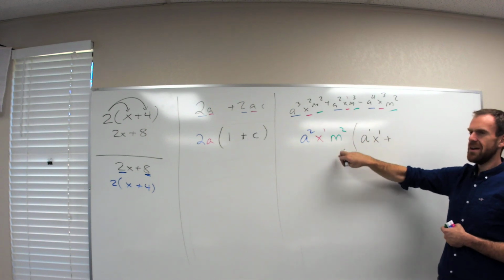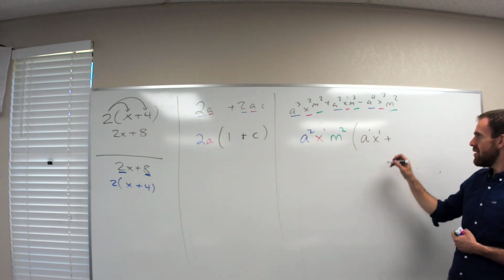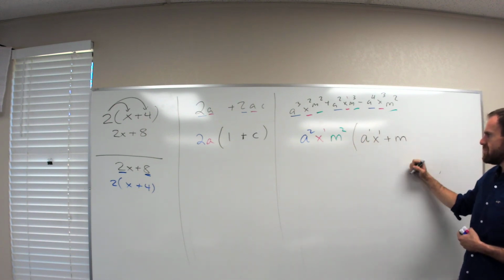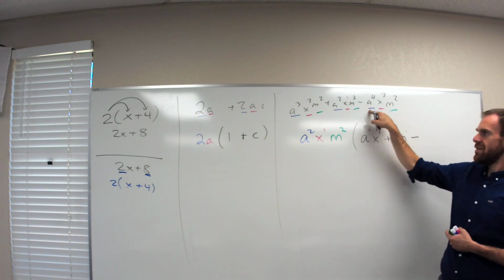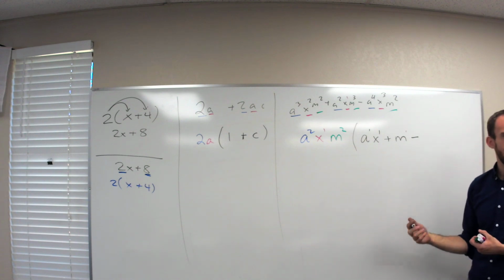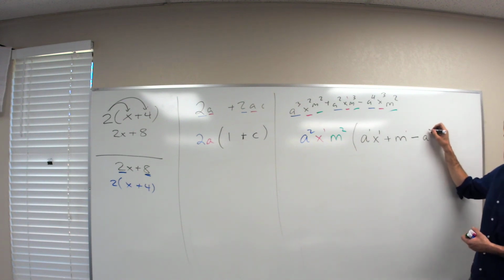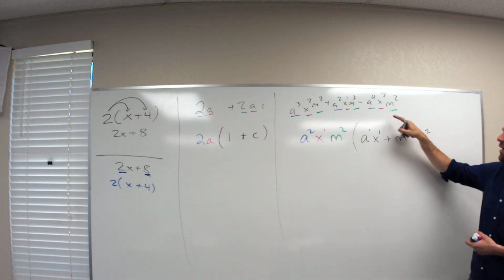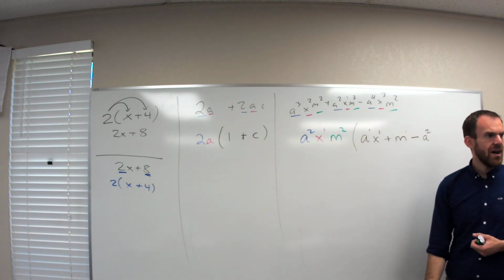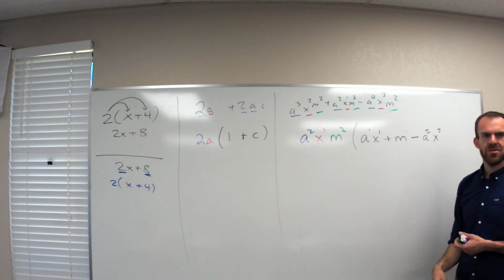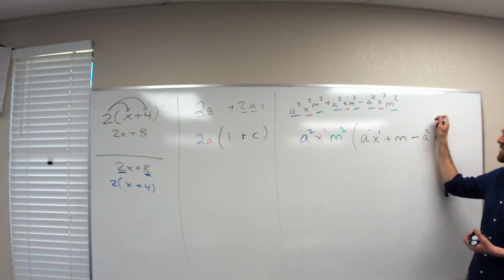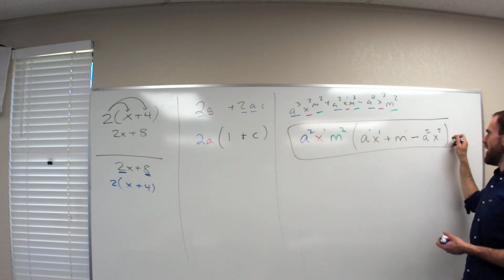I had m cubed. I took out m squared. I'm left with m to the first power. Minus a to the fourth. Took out a squared. I'm left with a squared. I had x cubed. I took out 1. I have x squared. I had m squared. I took out m squared. I have nothing. So this is the factored form of that.